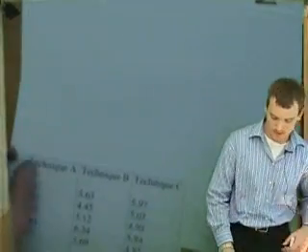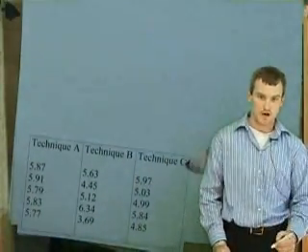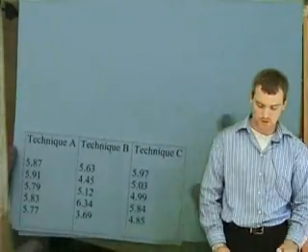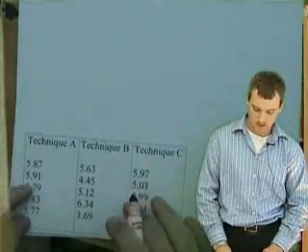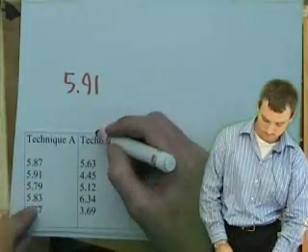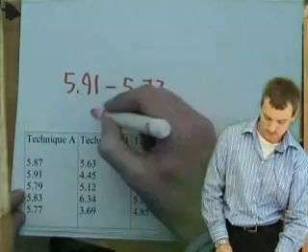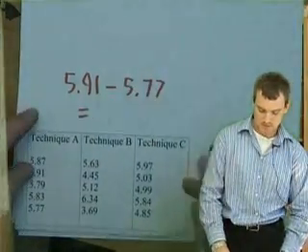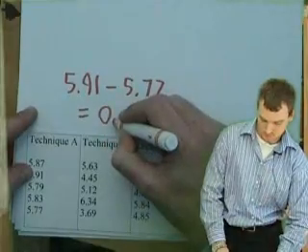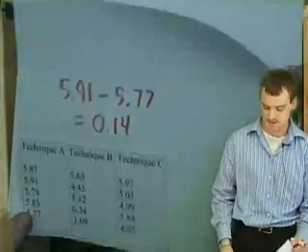Now, the spread of range. The spread of range is simply taking the largest value and subtracting the lowest value. So we find our largest value, which is 5.91, and subtract our lowest number, which is 5.77. That's simply 0.14, and that's our answer for the spread of range, C.